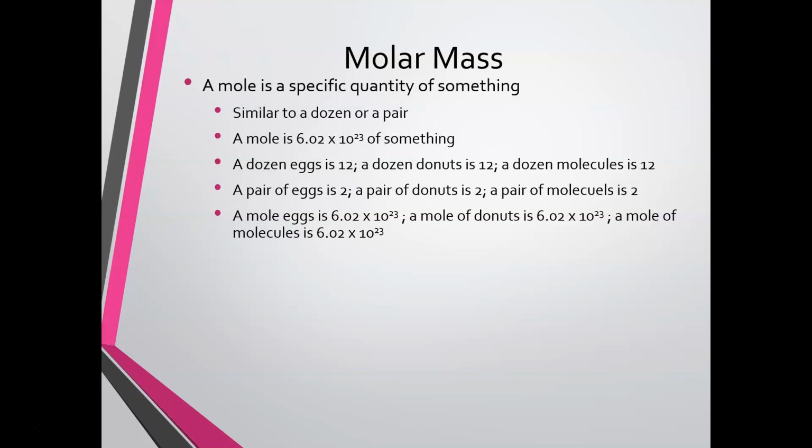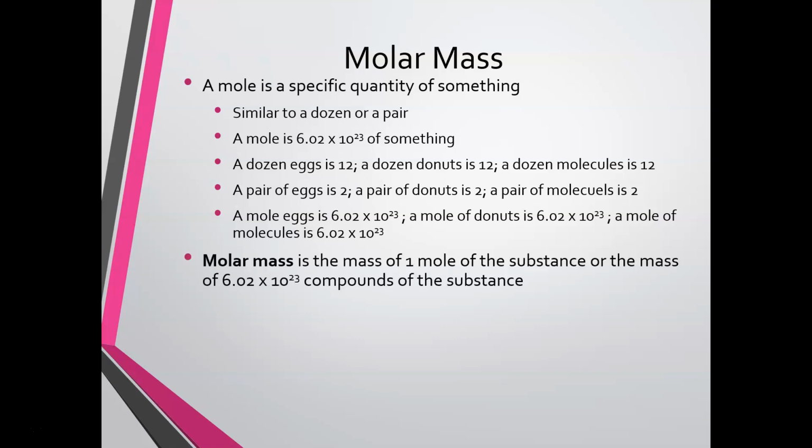Just like a dozen eggs is 12 and a dozen donuts is 12, that would mean a dozen molecules is 12. Or a pair of eggs is 2, a pair of donuts is 2, and a pair of molecules is 2. Similarly, if I said I had a mole of eggs, that would mean I have 6.02 times 10 to the 23rd eggs, and a mole of donuts would be 6.02 times 10 to the 23rd donuts, and a mole of molecules is 6.02 times 10 to the 23rd molecules. So molar mass is the mass of 1 mole of a substance, or the mass of 6.02 times 10 to the 23rd compounds of that substance.